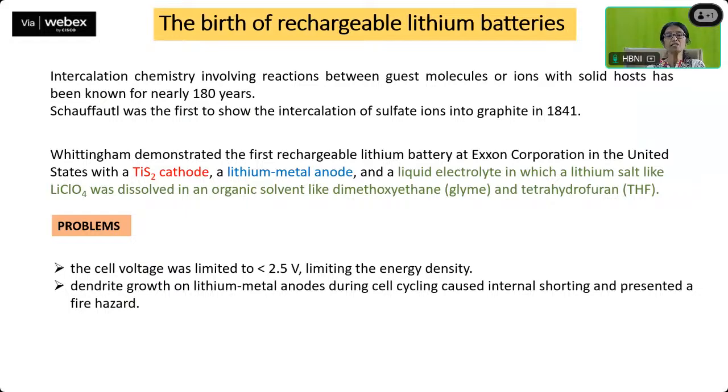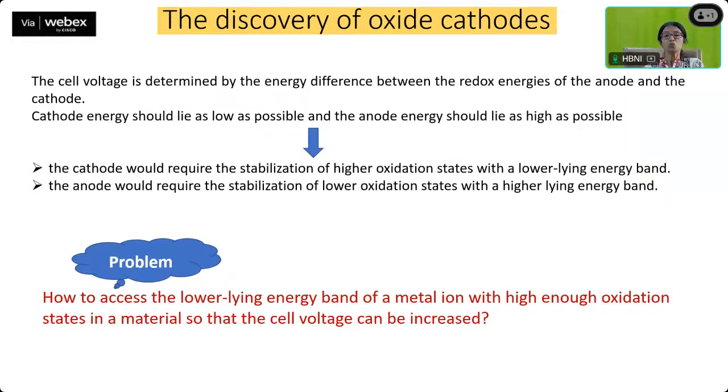Using sulfide was the biggest problem. This problem with sulfides actually became the genesis of the birth of oxide cathodes, which you still find today in all the commercial batteries.